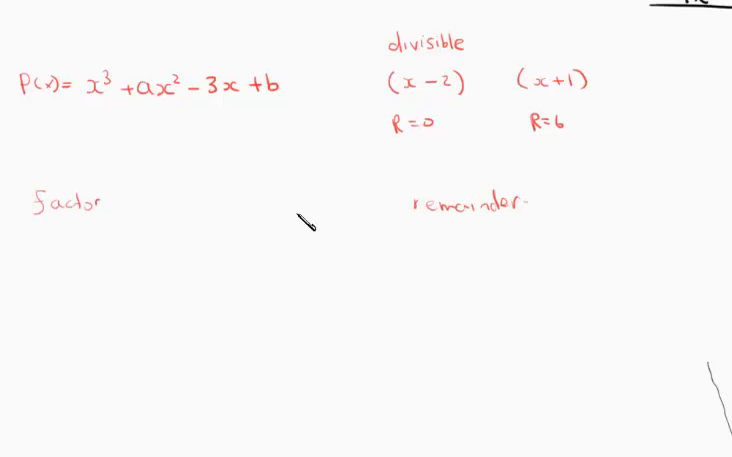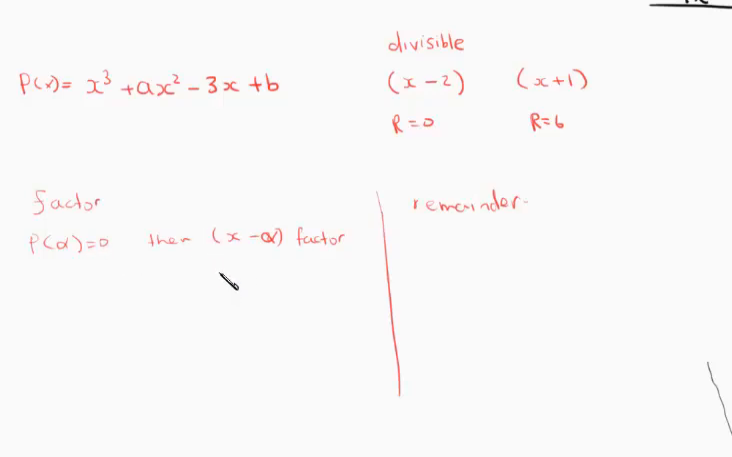Okay. Now, I'm going to use the factor theorem for this one. Factor theorem again says, if P(alpha) equals 0, then x minus alpha is a factor. So when this polynomial is divisible by that, that means that's a factor. It goes the other way as well. If this is a factor, then this is 0.